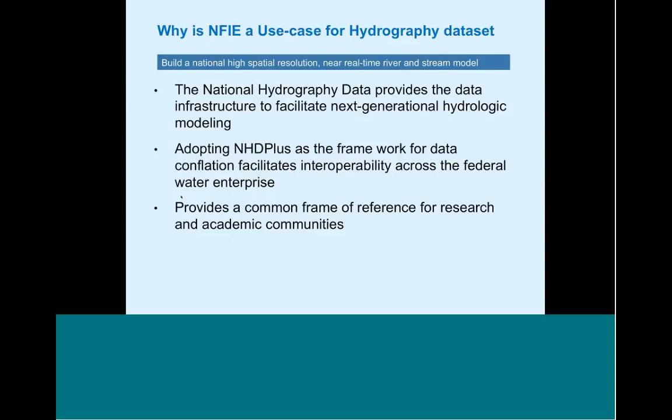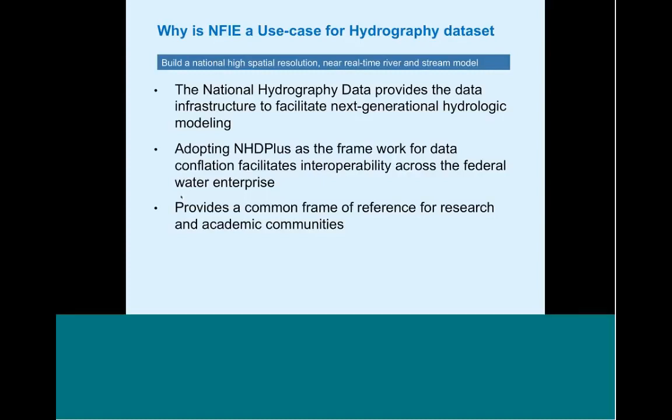So why is the National Flood Interoperability Experiment a use case for the hydrography dataset? Simply put, the hydrography dataset is the language that links together flood forecasting, flood predictions in time and space with the expected impacts. It is the framework that allows us to seamlessly communicate between where a point is modeled and forecasted and where those impacts may be conflated. So it facilitates this next generational hydrologic modeling.